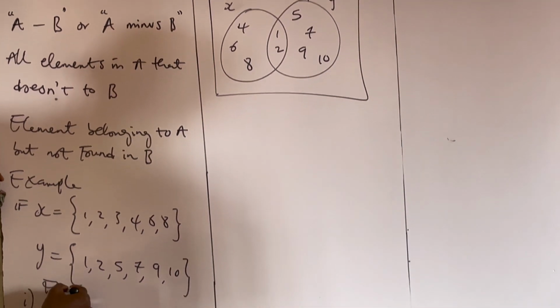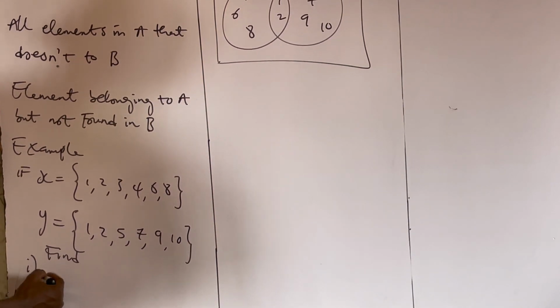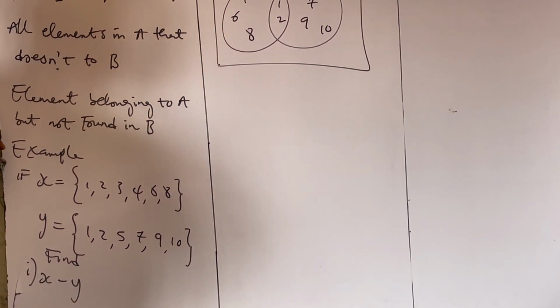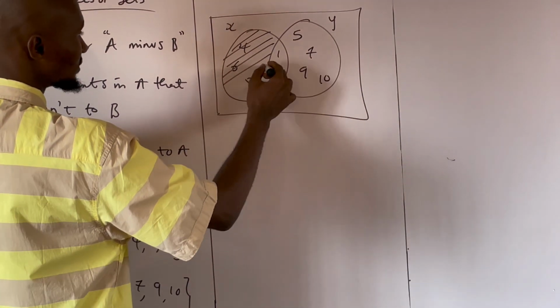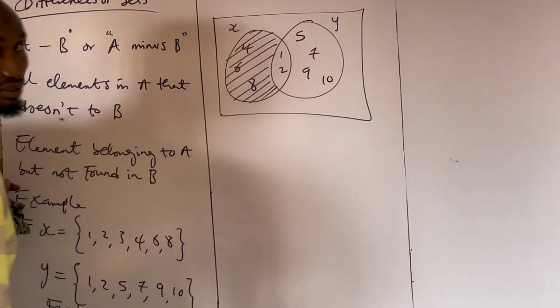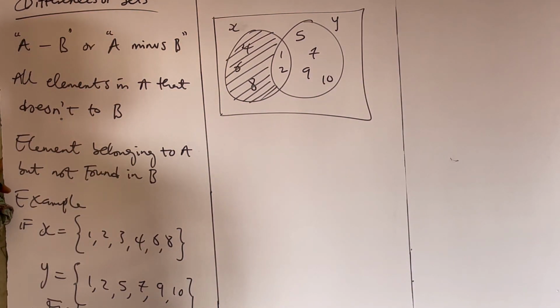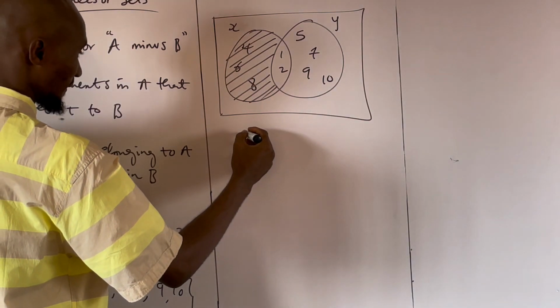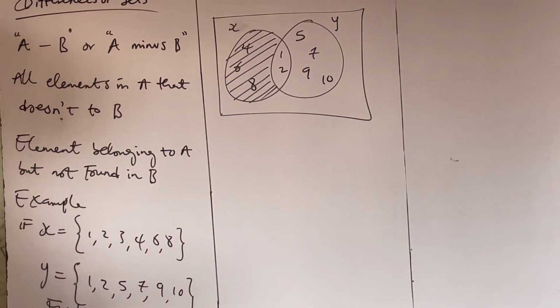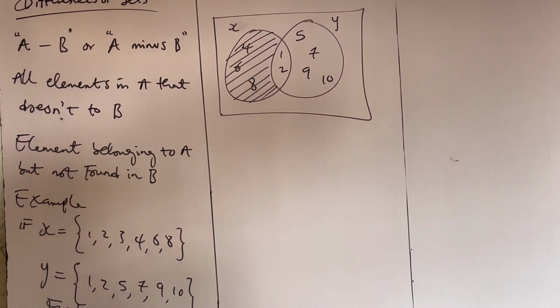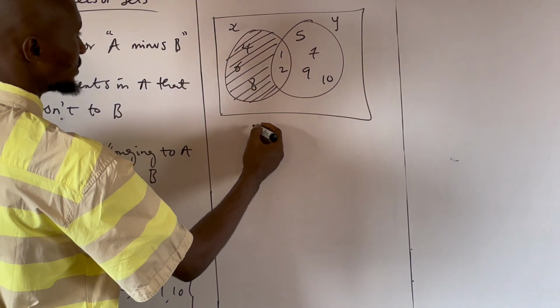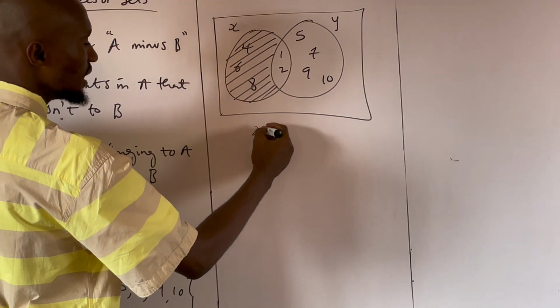Now, if the question says find X minus Y, this is the answer. We're going to shade this part. When we shade this part, this means X minus Y. Did you understand? It means what? X minus Y. Do you get the point now? Good. In fact, you must shade X minus Y.